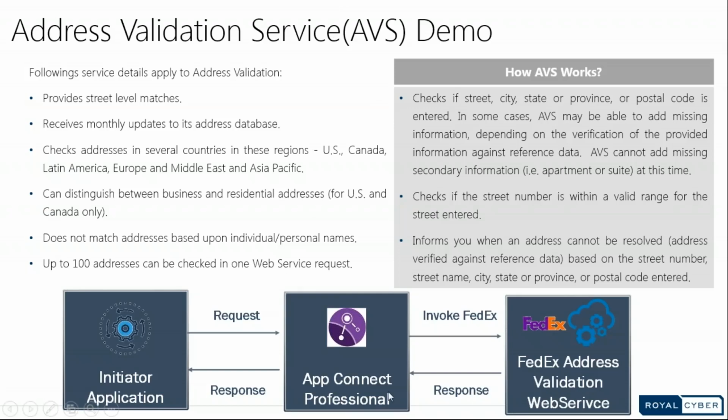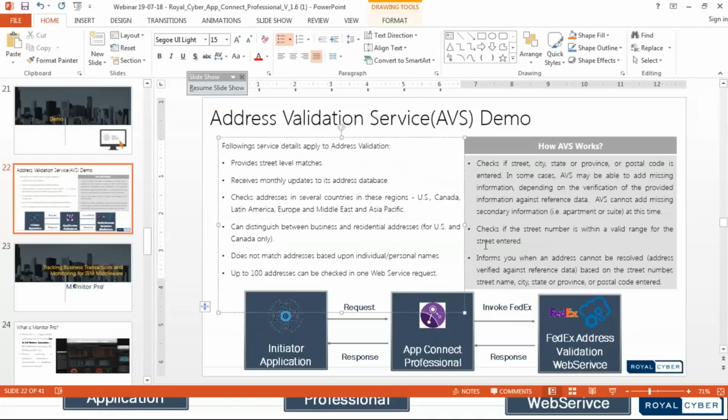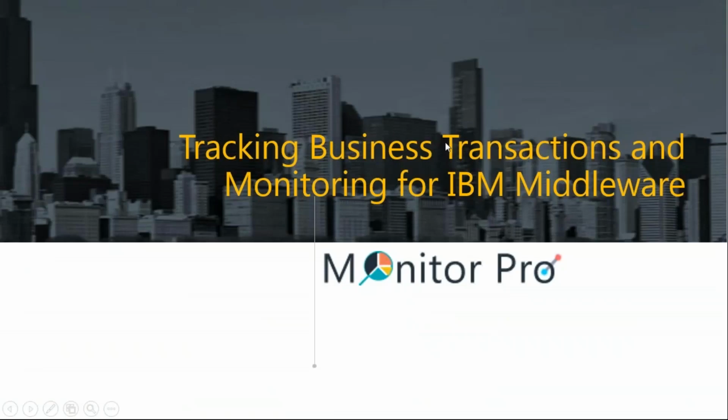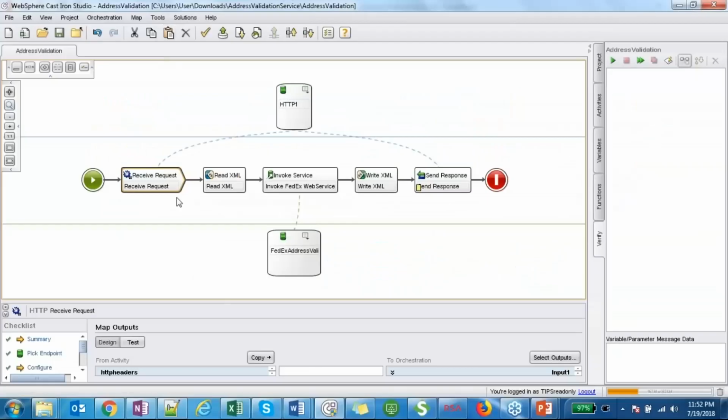Okay, let's move on to the demo part. So this is the App Connect Professional Studio front page. Here we have 5 different tabs, and each one has its own unique features.